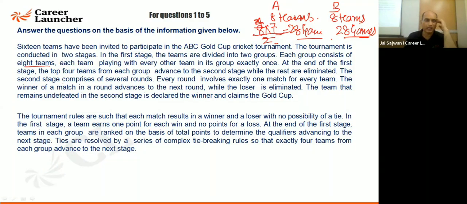At the end of the first stage, the top 4 teams of each group advance to the second stage. The top 4 teams from here will be moving to the next stage, and here also the top 4 teams will be moving to the next stage, while the rest are eliminated. The second stage comprises several rounds. Every round involves exactly 1 match for every team member. So in every round, 1 match is played for every team member.